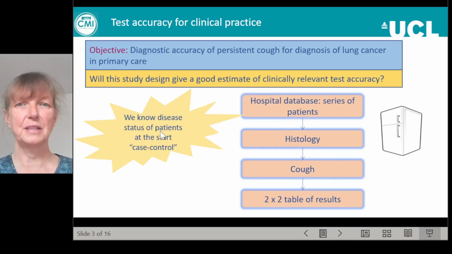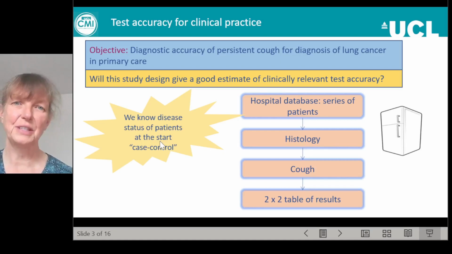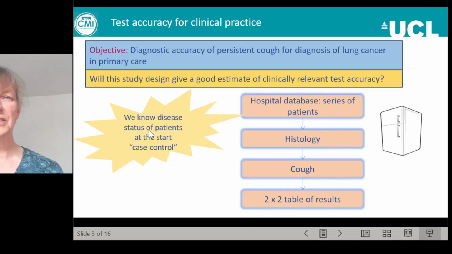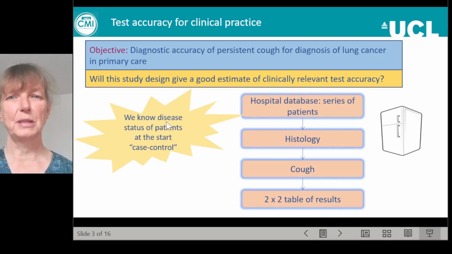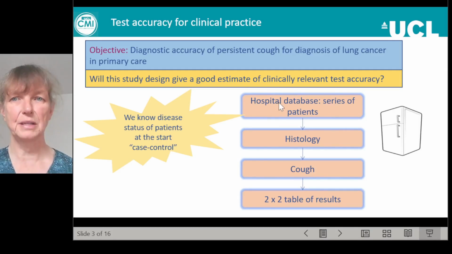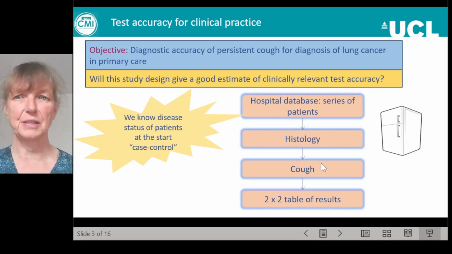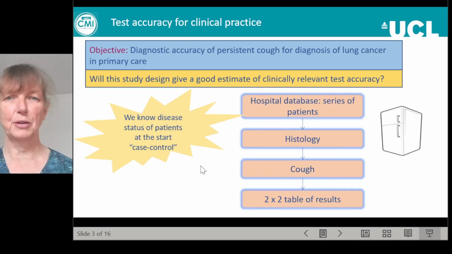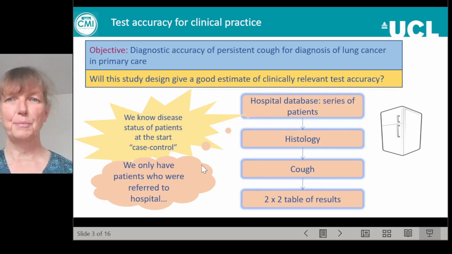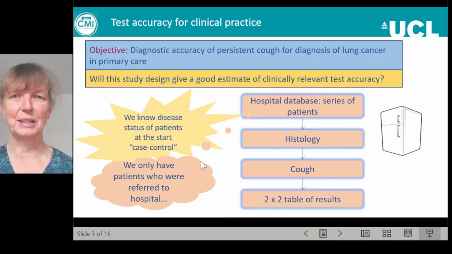One of the issues here with this study design is we actually know at the start whether the patients had the disease or not. So these are patients from the past, they're in a database, and we're looking through and we're finding the ones with cancer and the ones without cancer, and then we're looking through for where they've got a cough. But also there's a second problem, isn't it? And that's that, notice we only have the patients who were referred to hospital.